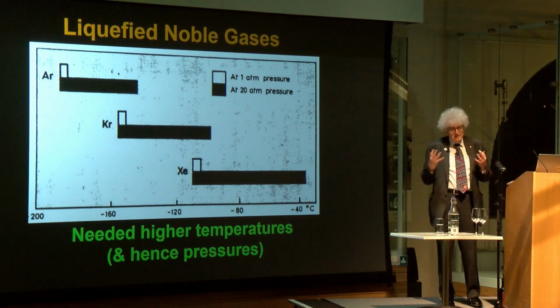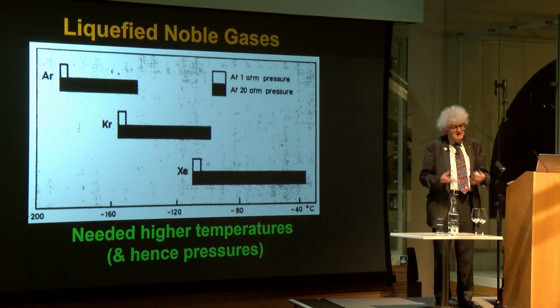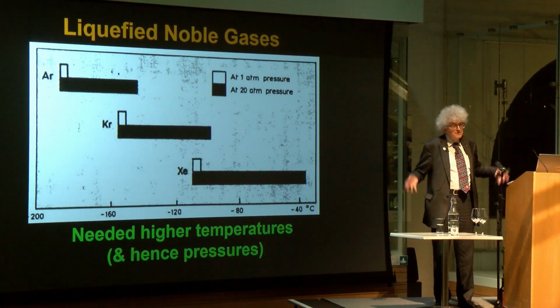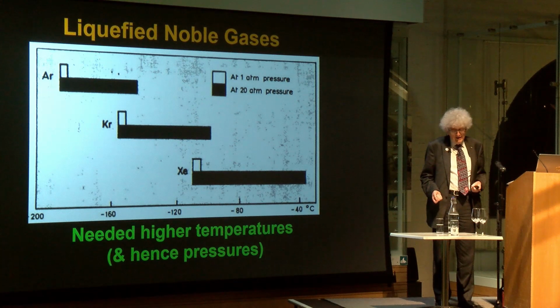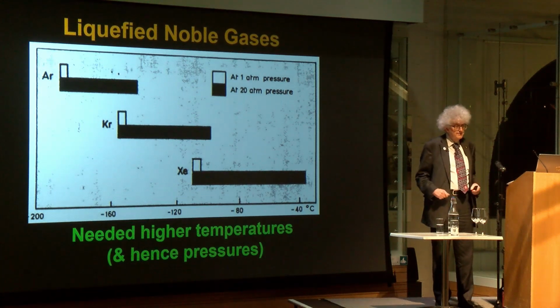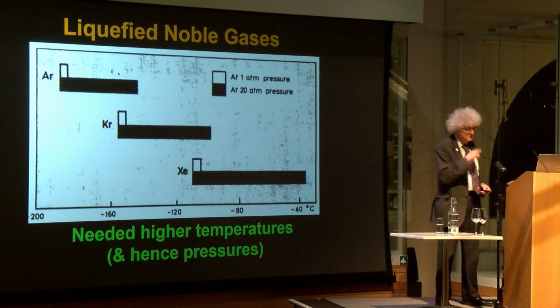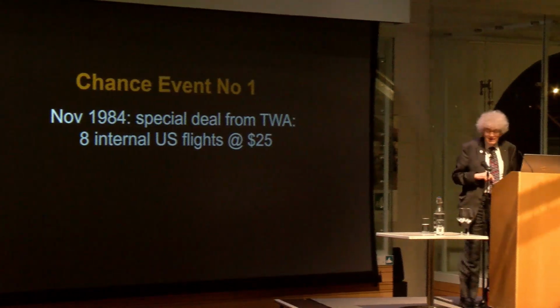The molecules we were making that were meant to be unstable were actually less unstable than we expected, and we needed to warm them to higher temperature and to go to higher pressures. And so I was stuck. And then came the first chance event.